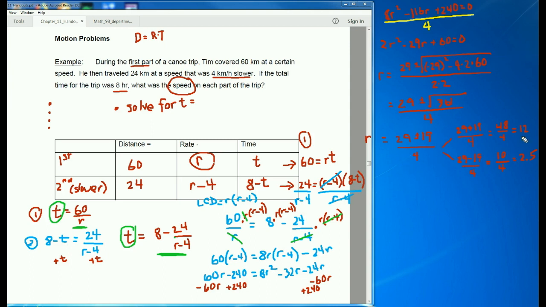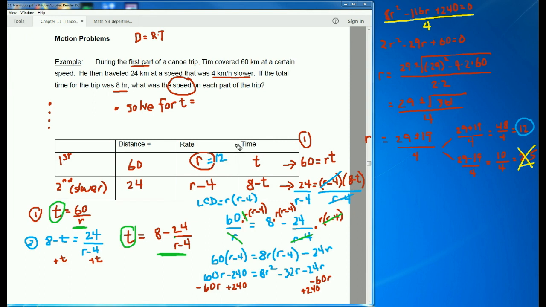We've got our two solutions for r, either 12 or 2.5. r represents the faster rate. The slower rate is r minus 4, which tells us that 2.5 cannot possibly be the solution, because 2.5 minus 4 would then be a negative number. Okay, so this is not it. So the answer must be r equals 12.